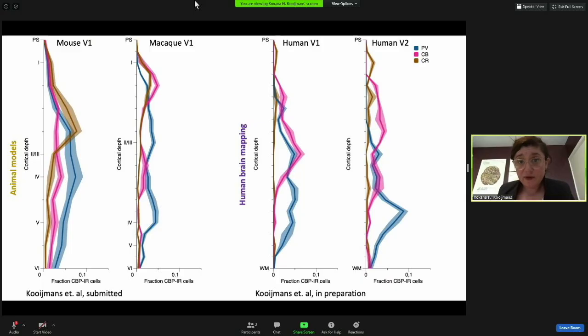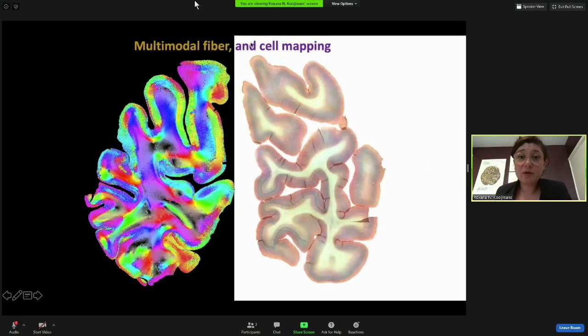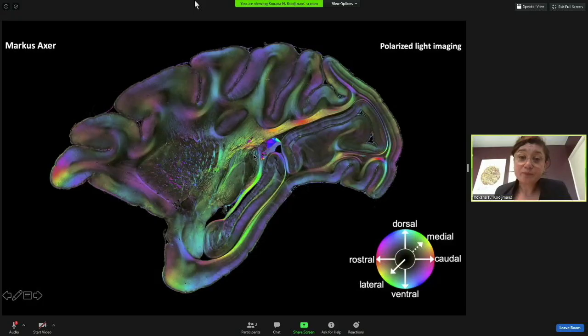There is a further extension of this map, which is made possible by my collaboration with Marcus Axer, also in Jülich. Marcus maps the connectome by revealing the orientation of myelinated fibers using polarized light imaging. Here is an example of a full vervet section imaged by Marcus, where you can see the orientation, so you can see where the fibers are going.